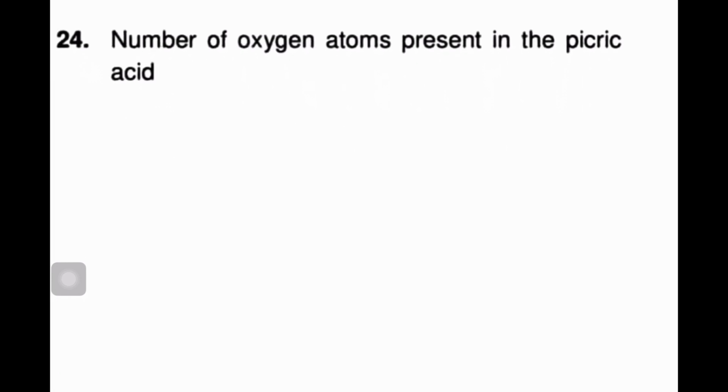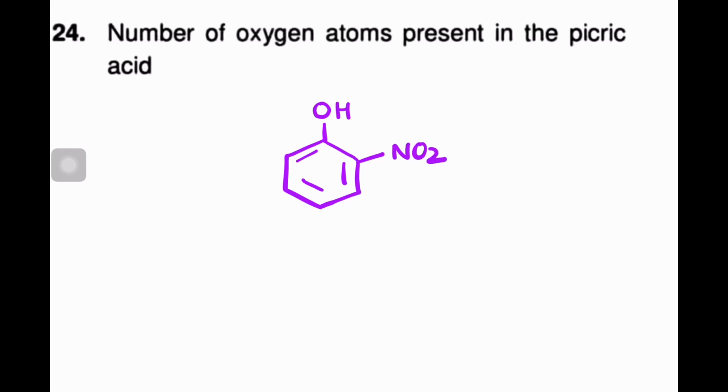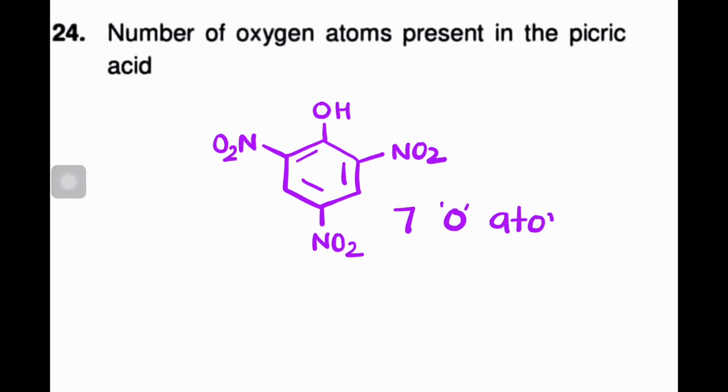Next, they're asking you the number of oxygen atoms present in picric acid. So if you see the picric acid structure, that's the same product that we got when phenol was treated with concentrated nitric acid. So this is an explosive compound and very strongly acidic. It has 2, 4, 6, and 1, 7. 7 oxygen atoms. So that's the end of this discussion. We have completed this paper. Thank you.